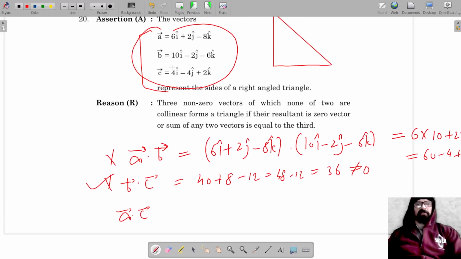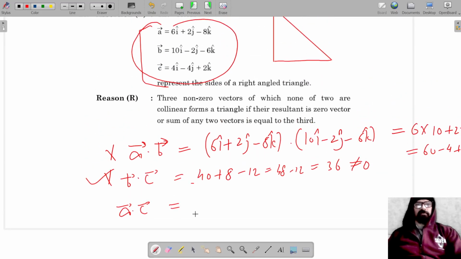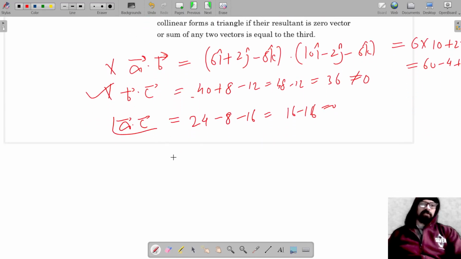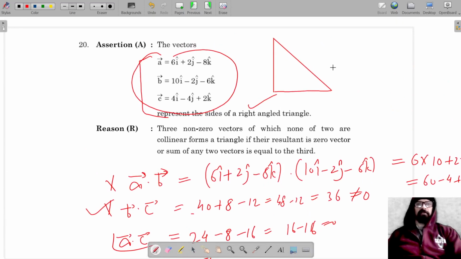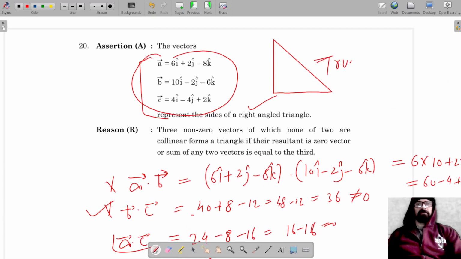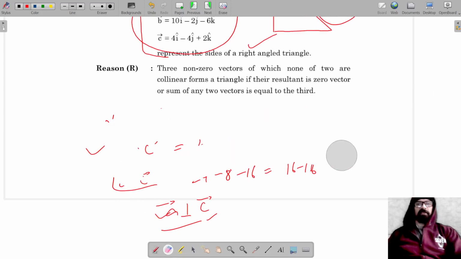Now let's find the dot product of A and C. So 6 into 4 is 24, then negative 8, and negative 16. So 24 minus 8 is 16, minus 16 is equal to 0. So their dot product is 0, which means A vector is perpendicular to C vector. So the sides representing A and C are perpendicular to each other, and this is a right angle triangle. So the assertion is true. Now, let's move on to the reason.